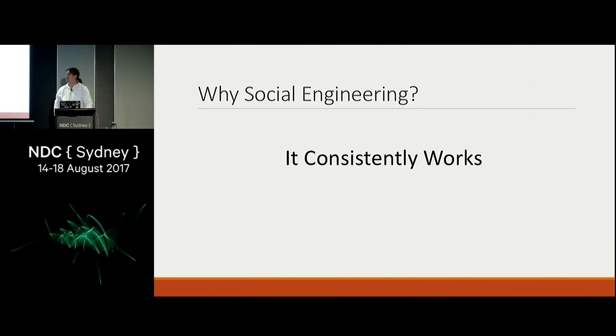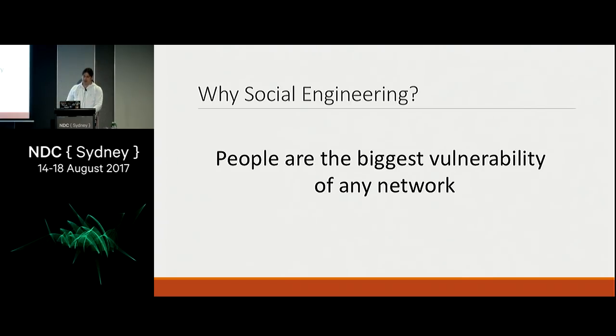So why social engineering? Well, it consistently works. People are very easy to manipulate, and as we'll see later, people generally want to be nice and be helpful, and people use that to their advantage. And as we said before, people are the biggest vulnerability of any network. So if you haven't gone through any of the mitigation techniques, which we're going to talk about later, it doesn't matter how much you spend on expensive hardware to protect your networks. If someone's just going to go in and copy files off onto a USB stick and take them out of the building, then that's a problem.